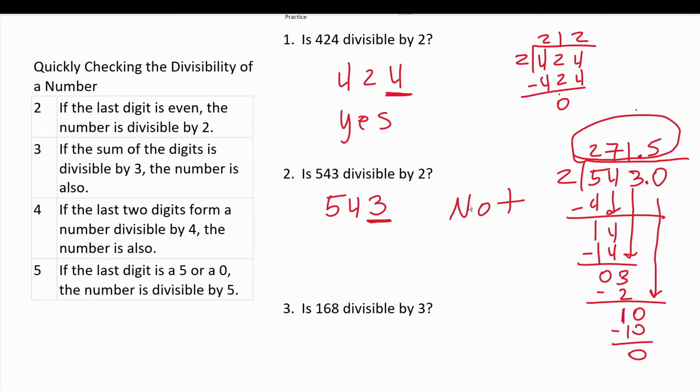Okay? All right, let's look at 3 now. If the sum of the digits is divisible by 3, the number is also. So let's take a look at example 3 here. It says, is 168 divisible by 3?